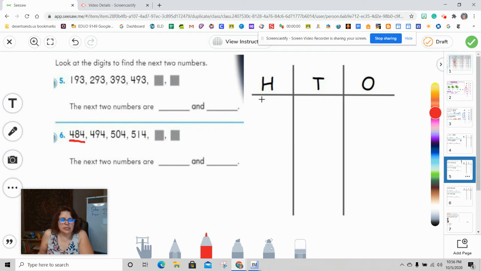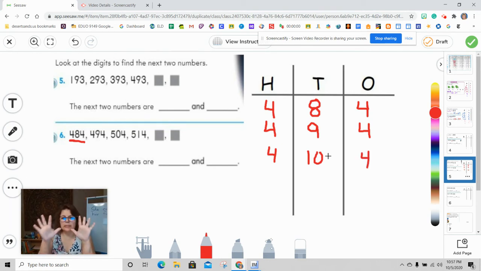The first number is 484. Now, look at this number. We have 494. Now, we already see that the tens place is changing. Now look, I already have 9. I cannot say 410 tens, 4. That is not a number.